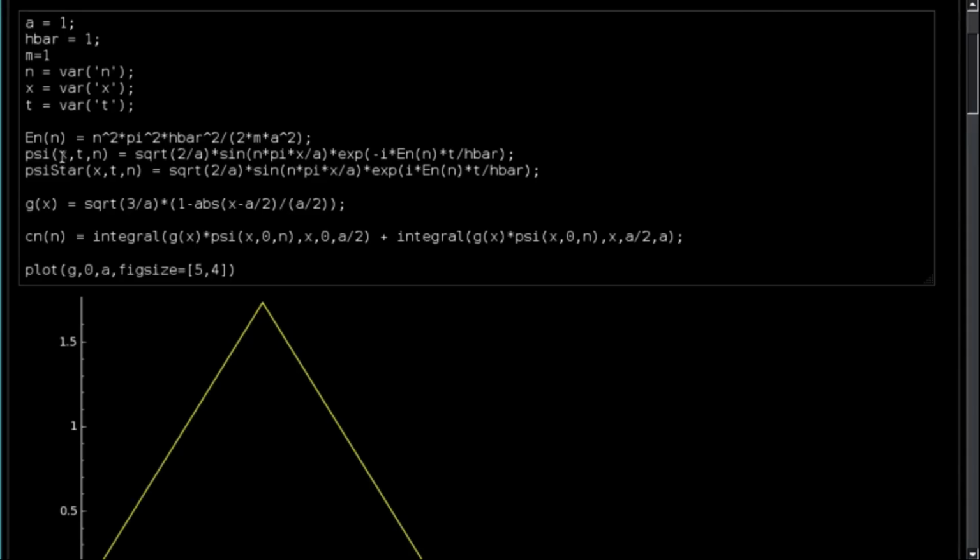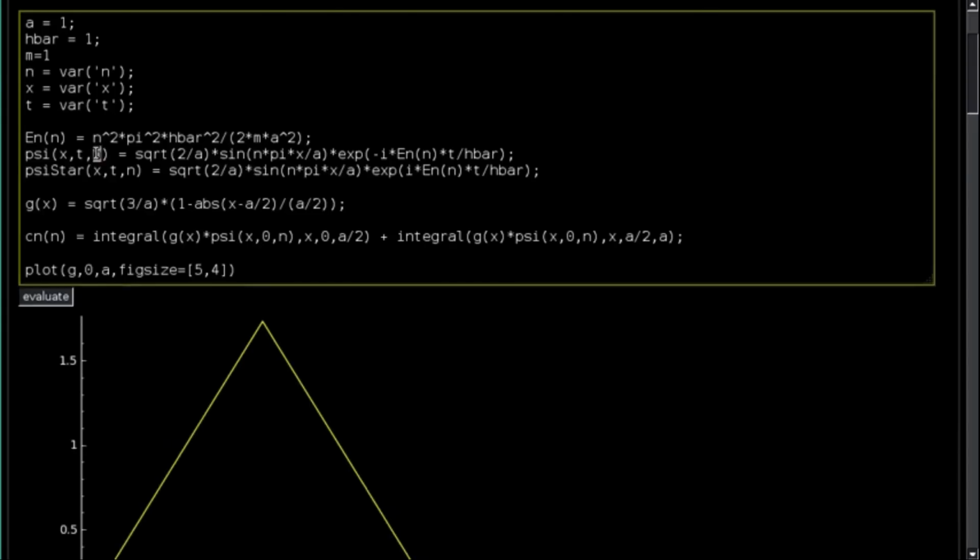Psi of x and t, psi sub n of x and t in particular, is given by this. It's square root of 2 over a times this sine function times this complex exponential, which now uses the energy, which I just defined here. Psi star is the complex conjugate of psi, which I've just done by hand by removing the minus sign here. More or less just a copy-paste.